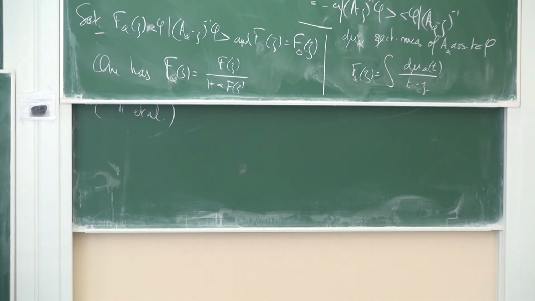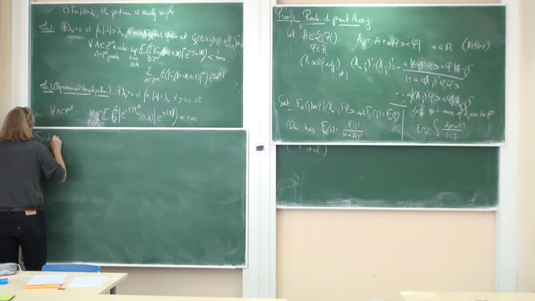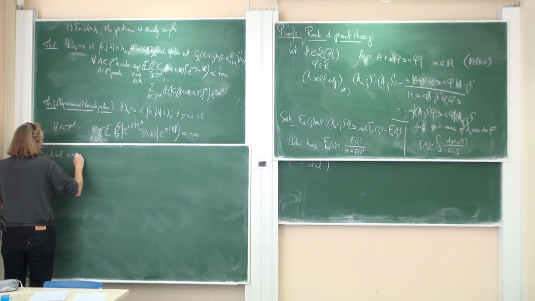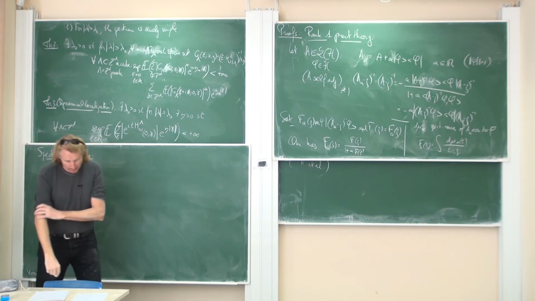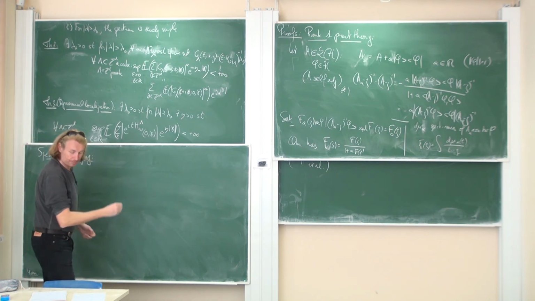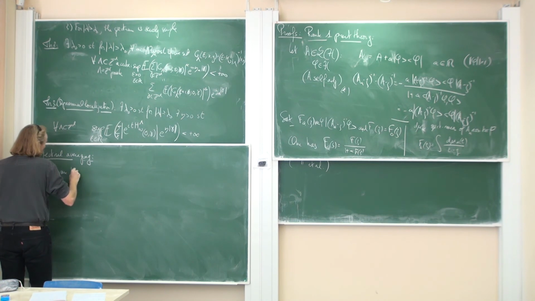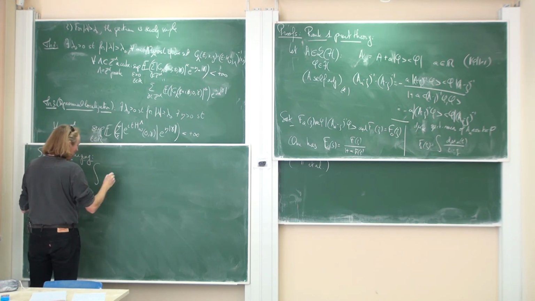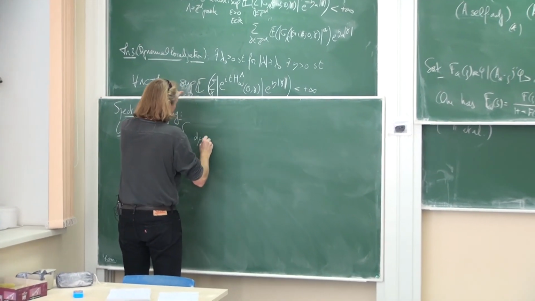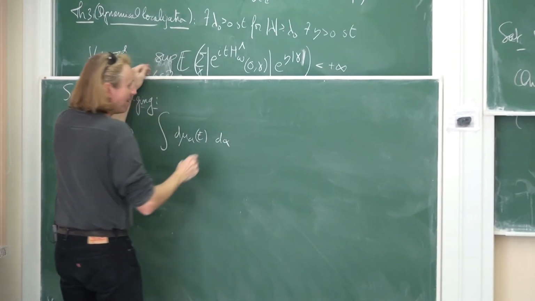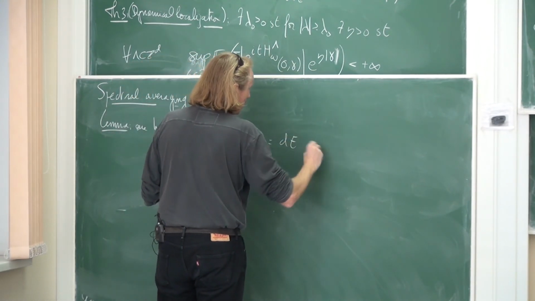Now, the first thing we're going to do is what is called spectral averaging. And it is very much related to the Wegner estimate, the way we proved it. So what is spectral averaging is just the following statement. One has a theorem or lemma. If I take the integral over alpha of the measure depending on the alpha parameter, then this gives you a measure, and this measure is just the Lebesgue measure.